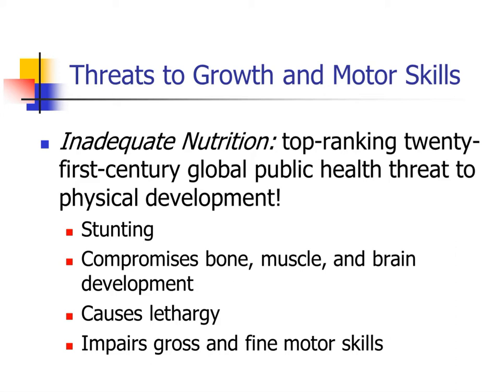So inadequate nutrition is the top ranking 21st century global public health threat to physical development. And this is a little list of things that it can affect. Stunting, where we see that the growth is stunted, and this can be that the child does not grow physically in many ways, not just talking about the height.